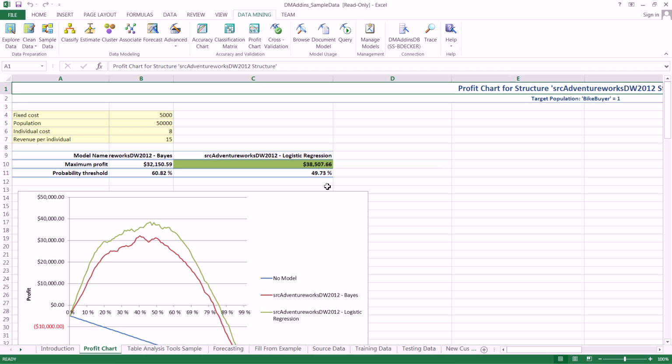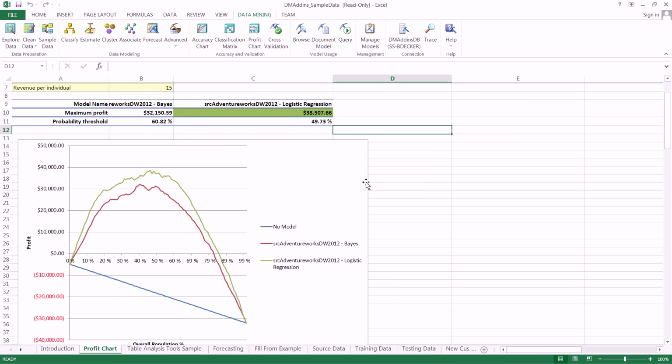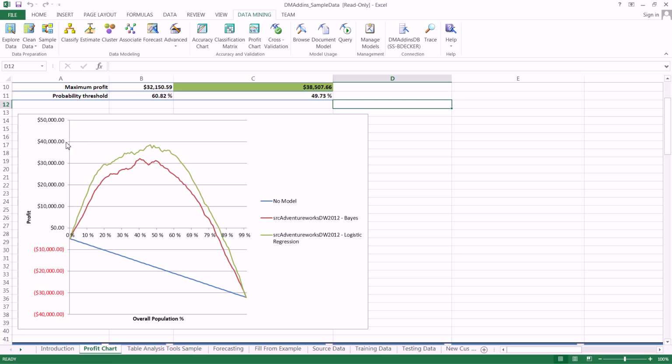So let's look at how to read this chart and what it's trying to tell us. Along the y-axis, we're dealing with profit, and along the x-axis we have the overall population percentage. We also have three lines here: one for no model, one representing our Bayes model, and one representing our logistic regression model. Using each method, and the way that it prioritizes, we see what happens to the actual profit as we contact more and more of the population.